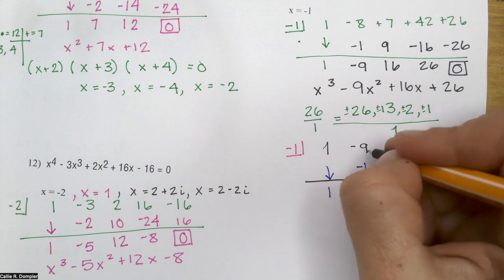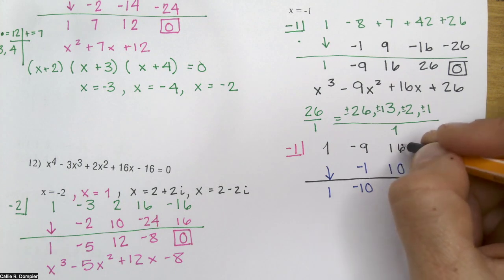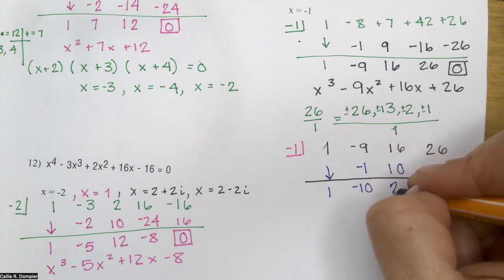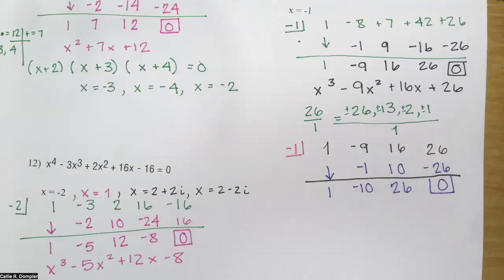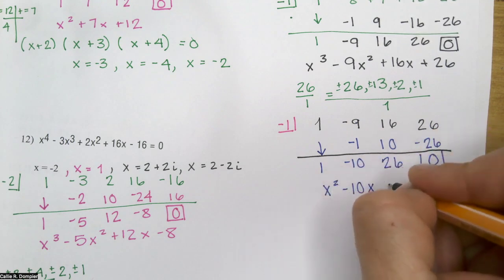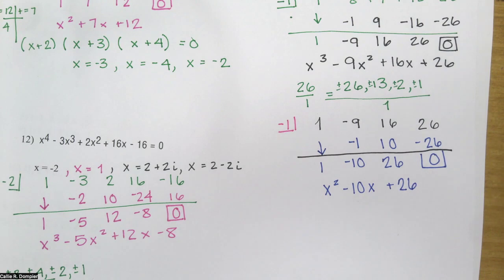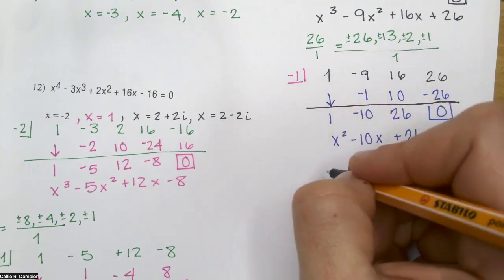1 times negative 1 is a negative 1. Negative 9 minus 1 is a negative 10. Negative 10 times a negative 1 is a positive 10. 16 and 10 is 26. 26 times negative 1 is a negative 26. And we found another factor. Good. So now we've got x squared minus 10x plus 26 as our polynomial. And we're going to factor it if we can. Is there any way to factor this? Anything that multiplies to equal 26 but adds to negative 10? There's not. So we'll just do the quadratic formula.